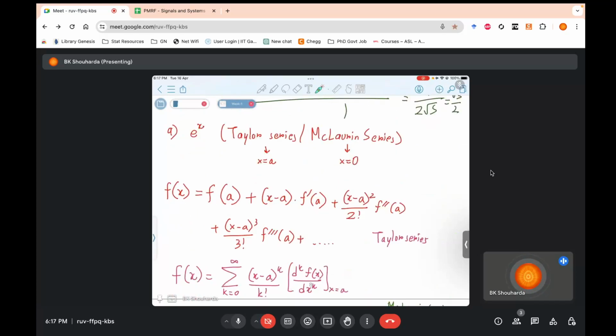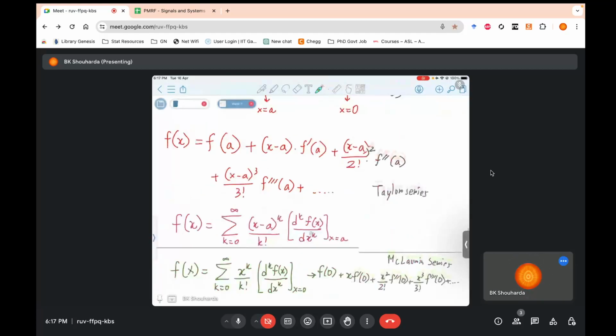Another important thing is the Taylor series and the Maclaurin series, where you try to express any nonlinear function as a sum of polynomials: a constant, a first order polynomial, a second order polynomial, a third order polynomial. So you sum up all of them very carefully and you will get the original function. You have to reconstruct the function back.